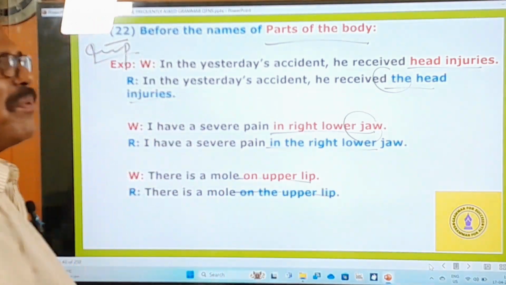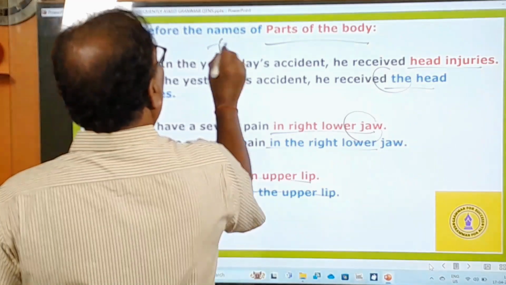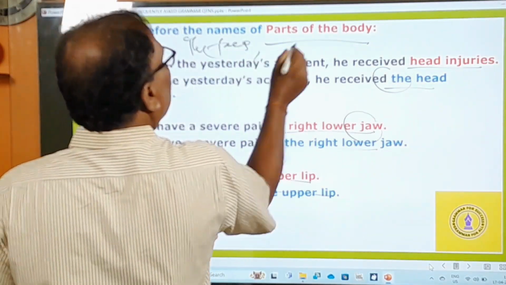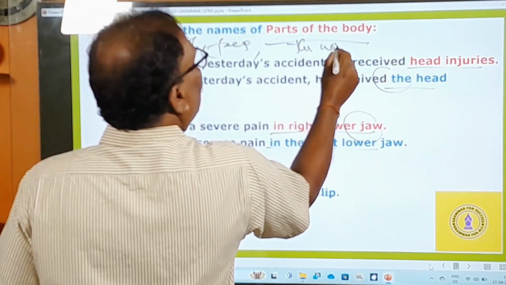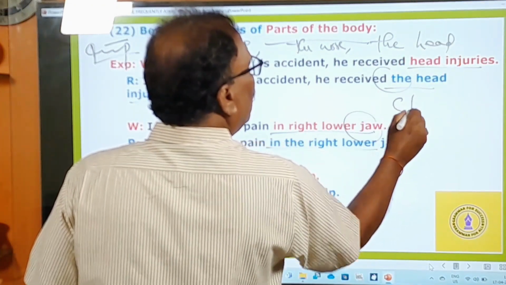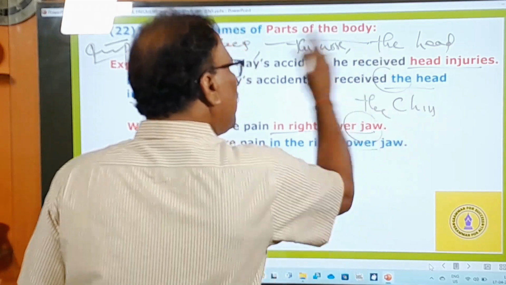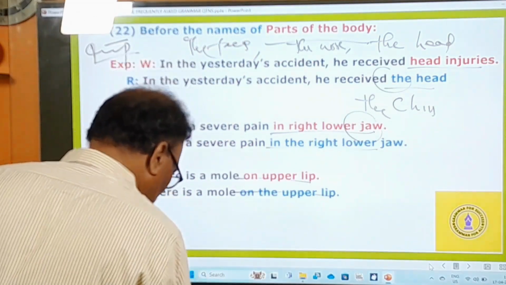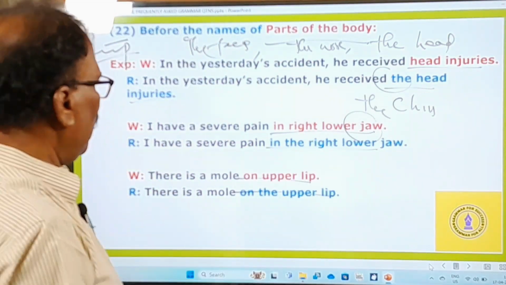So in this way, before the names of the face, the nose, the head, the chin, see, these are all the parts of the body. So you have to use that. Okay, it's all right. Now let's move on to learn the next rule.